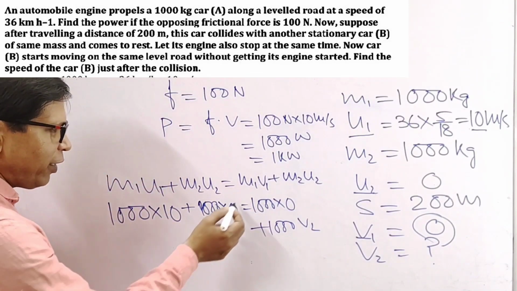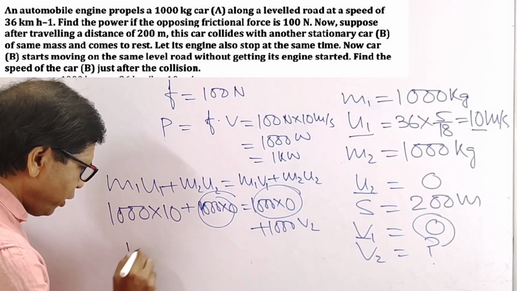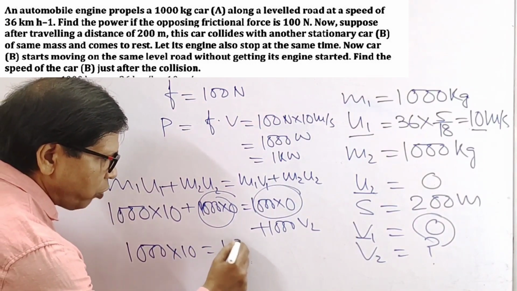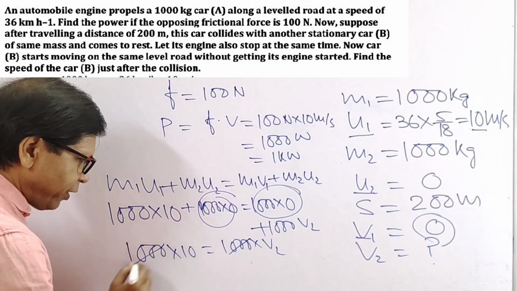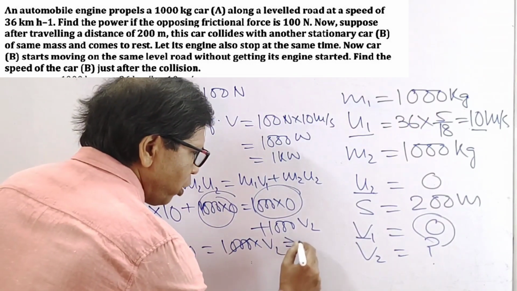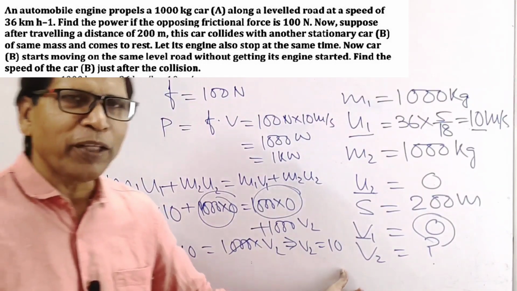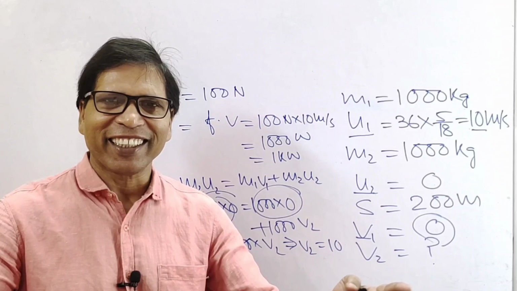Now look at this term and this term: they are zeros. So 1000 into 10 equal to 1000 into v2. This and this cancel out. Therefore, V2 equal to 10. Therefore, the velocity of the stationary car is equal to 10 meter per second.